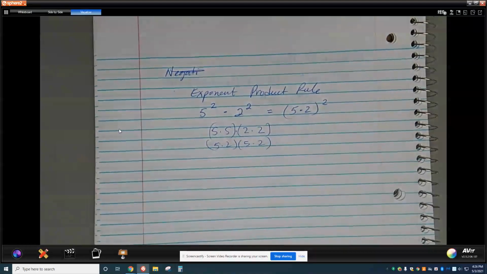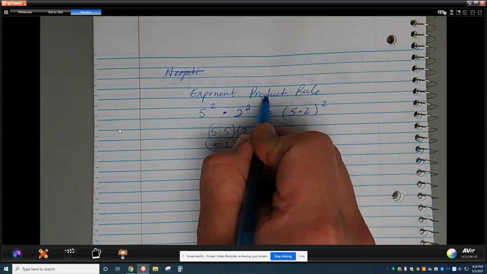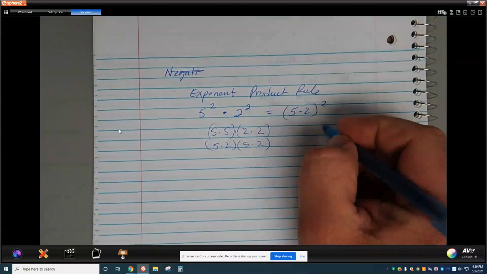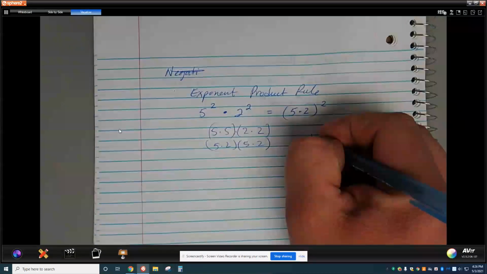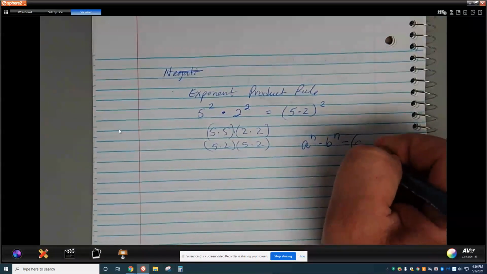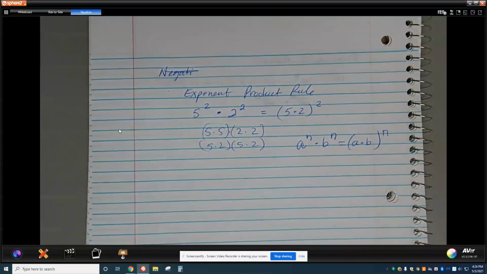The exponent product rule can only be applied, again, when we have multiplication. That's why we see product. And then when we see the exponents are exactly the same. We see this written as a to the n power times b to the n power is equal to the product of a times b raised to the n power.